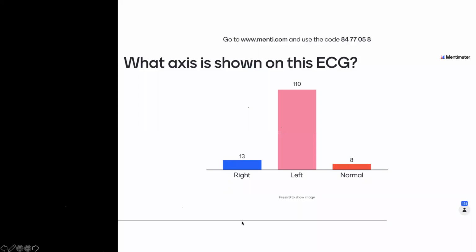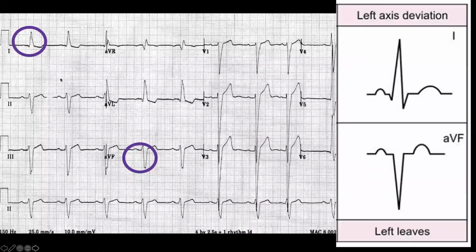It was left. Well done to those that said left. If you look in lead 1, that's generally a leaving, isn't it? Going away. And if you look in aVF, it's generally pointing down. Using that diagram that I've borrowed from the internet, they're generally leaving each other. So that's a left axis deviation.